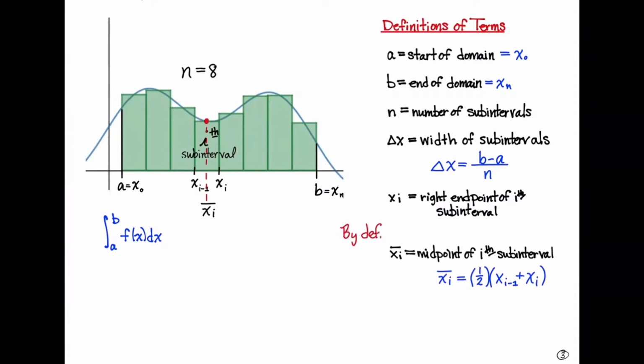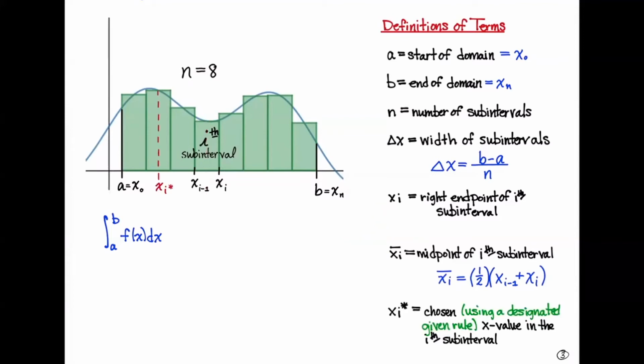Just by definition, that is what we call each of these. And so we can find the midpoint of the ith subinterval by averaging its two endpoints. So it's 1/2 the left endpoint plus the right endpoint. So x sub i star is just a designated x sub i. So we can just pick an x sub i depending on which rule we want to use to approximate our integrals. And we'll go over several of those different rules today.